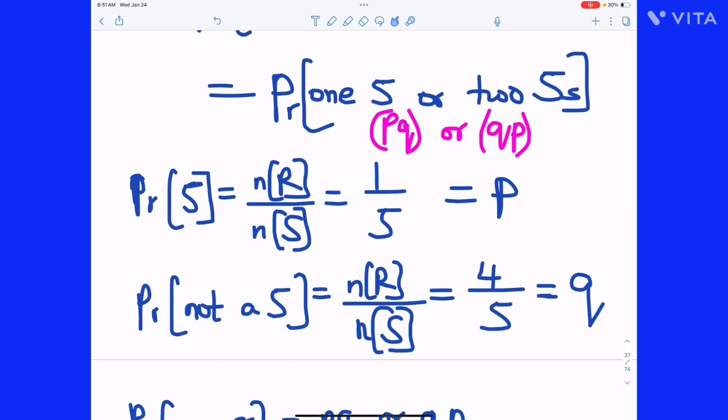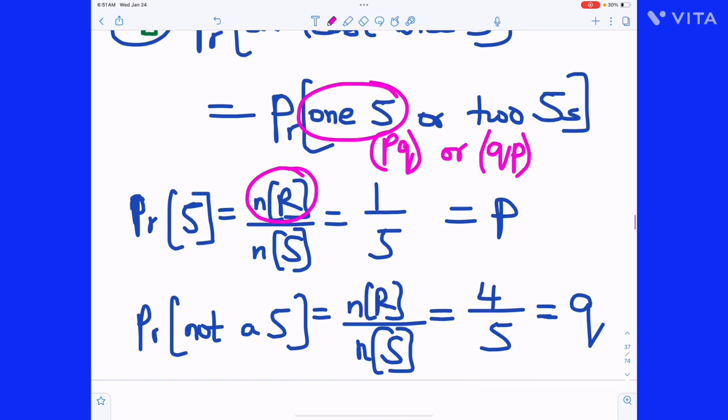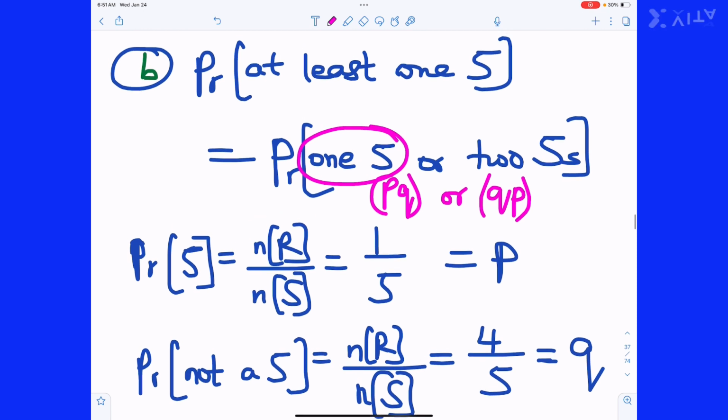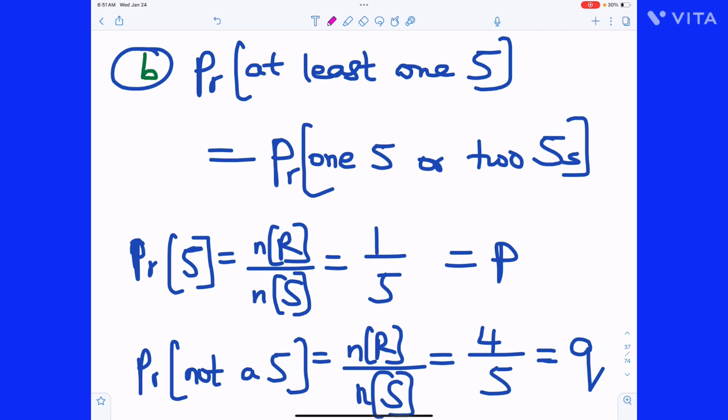So we are still looking for the number of ways of getting one 5. So the probability of getting one 5 is NR over NS. What does that give you? NR over NS is what? 1 over 5. So let me clean this away, okay, let me just put it here. PQ or QP, because it's actually relating to getting one 5.